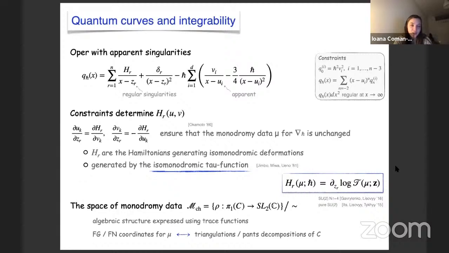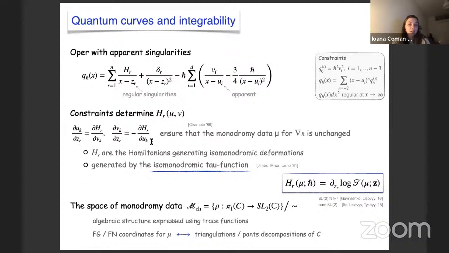What I said a few minutes ago with the singular gauge transformation, we can take the example here of the quadratic differential that would correspond to a punctured Riemann surface with only regular singular points. The other cases with irregular singularities can be obtained from this by colliding pairs of regular singular points, so in a collision limit. Now the gauge transformation that I mentioned on the previous slide creates this oper with apparent singularities, with extra parameters V and U, which come together with a set of constraints. These equations, together with the constraints from the regularity of the quadratic differential at infinity, are enough to determine these parameters H that enter here as functions of U and V.